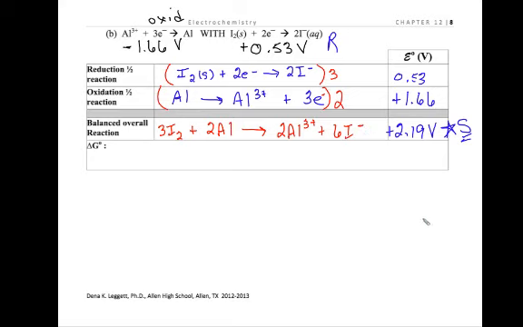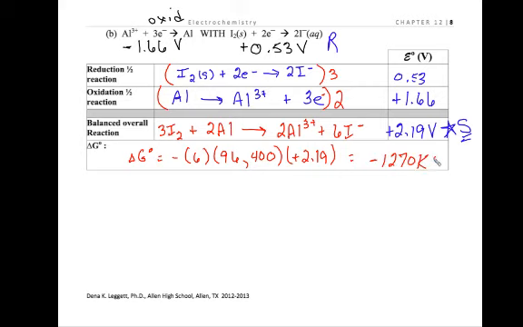So we're balancing very simple ones for now. If we did delta G naught is equal to minus n, which is 6, F, Faraday's constant, E naught, which is a plus 2.19. And if I did my algebra right, and if I didn't, I know you're going to tell me that, I have here 1270 kilojoules. Wow, it's a big hunk of a change there.